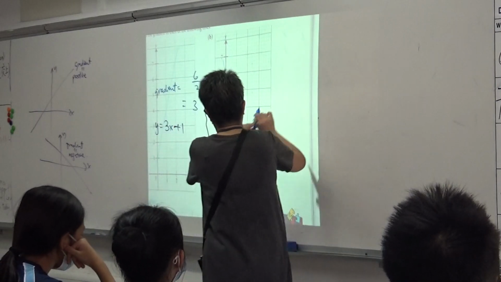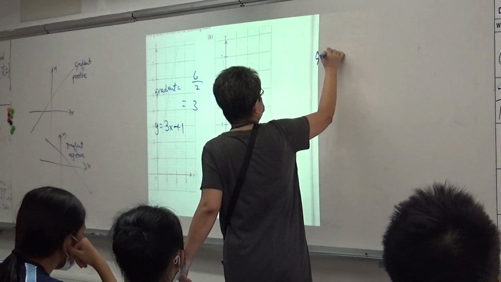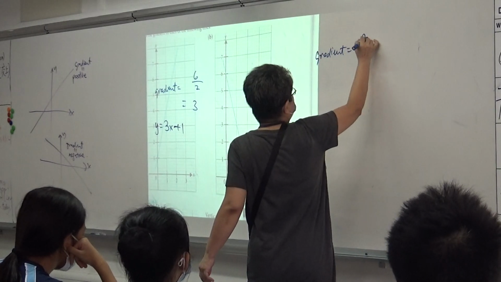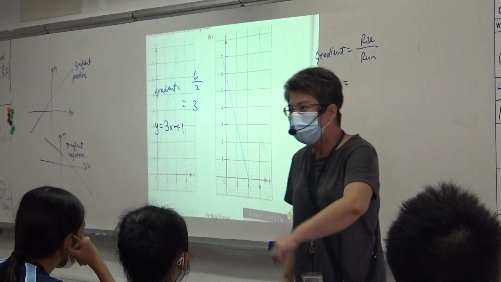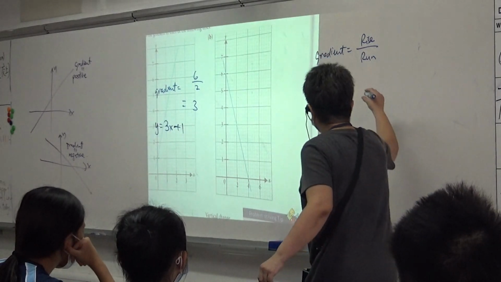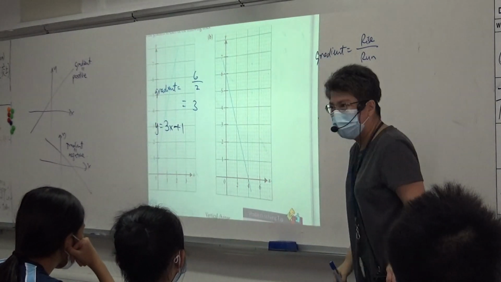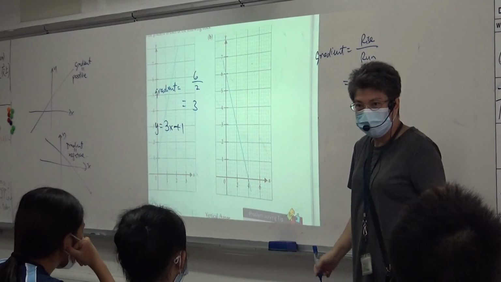Alright, let's calculate the gradient. Gradient is rise over run. First of all, decide, is it positive or negative? Negative straight away, let's put negative already. Understand now? Don't wait. Alright?